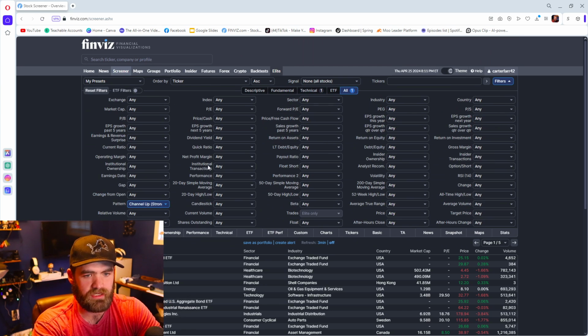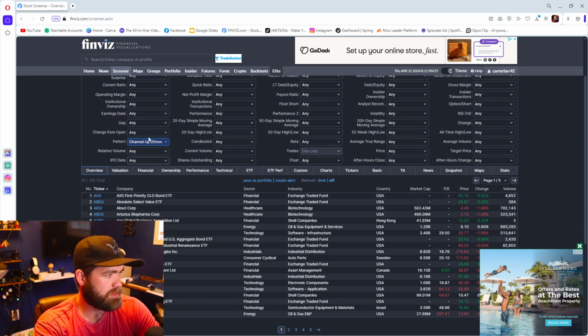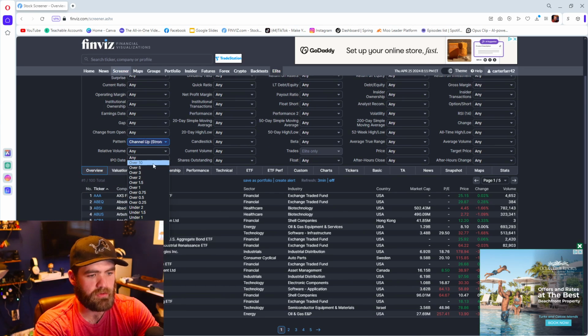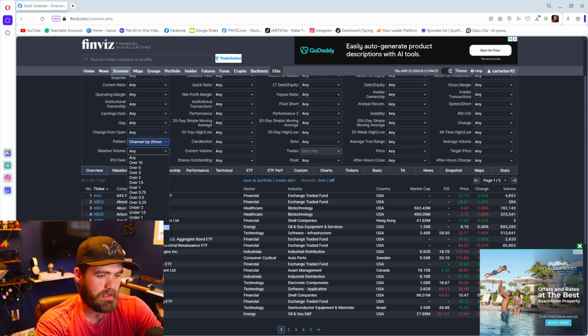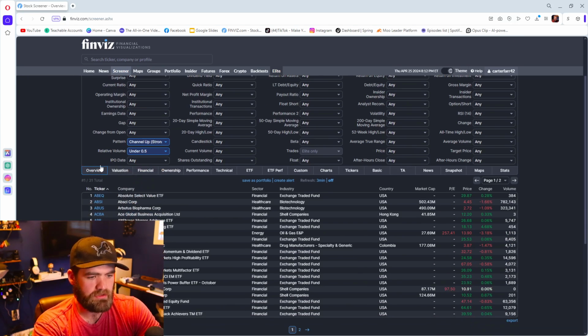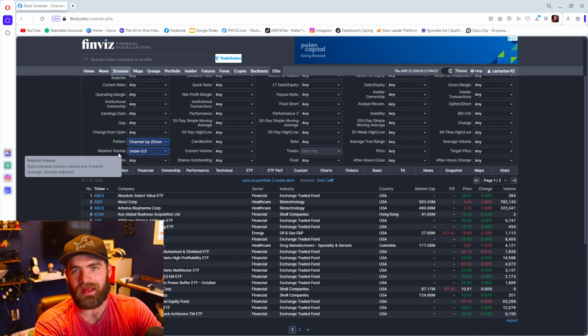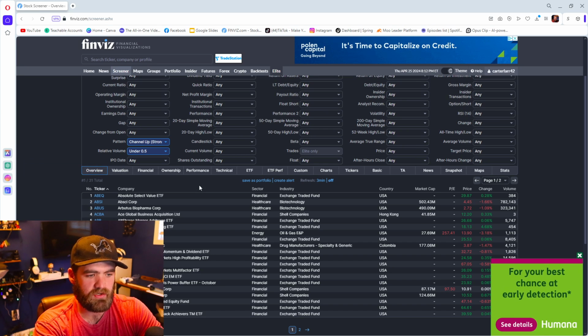We'll go back to the alt tab here. You guys can see the channel up here. The next thing that I always do here is I go to the relative volume. The relative volume, I do want like over 0.5. And what this is, pretty much, is the overall demand for the stock. And this is very, very important.